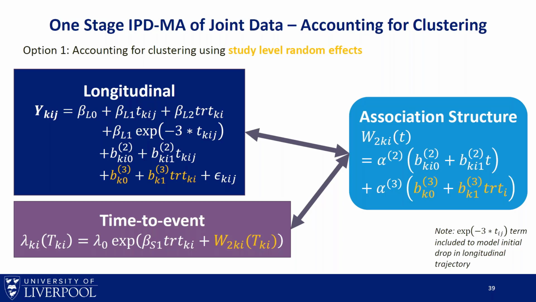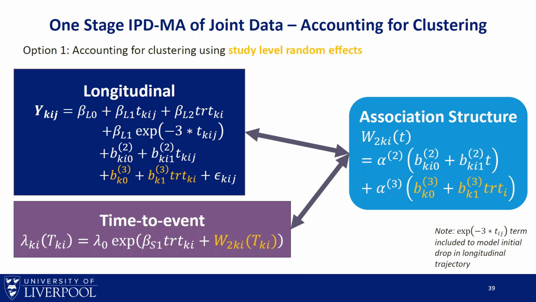I'm now going to go through 3 examples of possible one-stage meta-analytic joint models fitted to the illustrative hypertension dataset from earlier. In all three examples, we have a joint model that uses a random proportional association structure. So the longitudinal and time to event submodels are linked through shared random effects only. In this first example, clustering of data within studies is accounted for just using study level random effects. Throughout these one-stage examples, any term that's highlighted in orange is a term that helps to account for clustering of our data within studies.